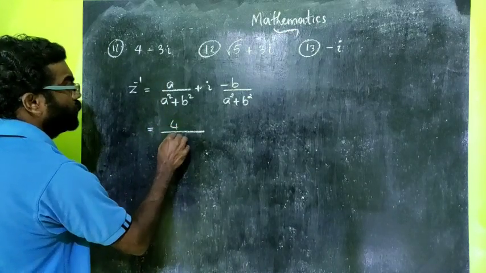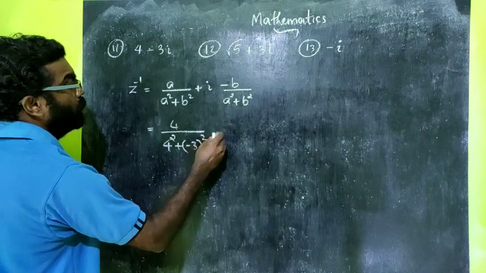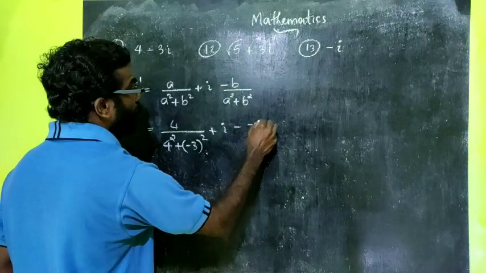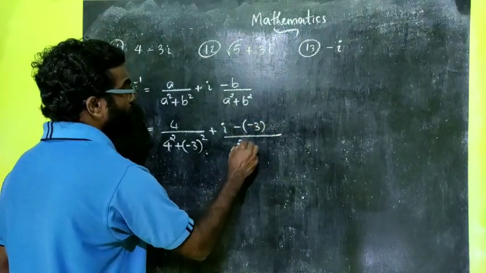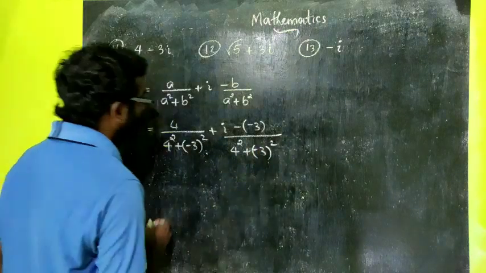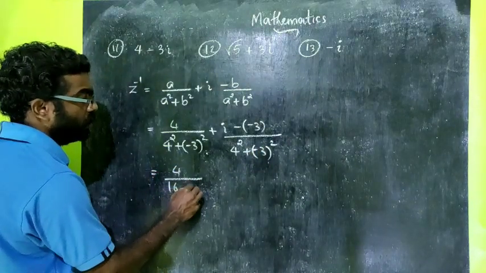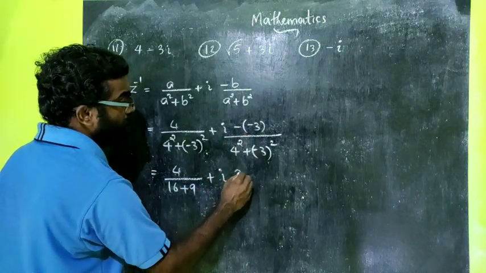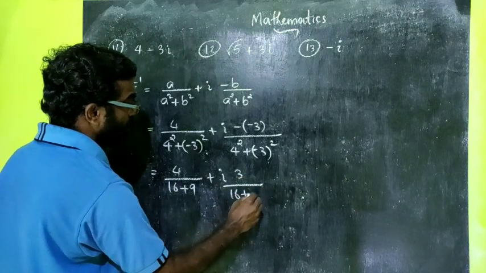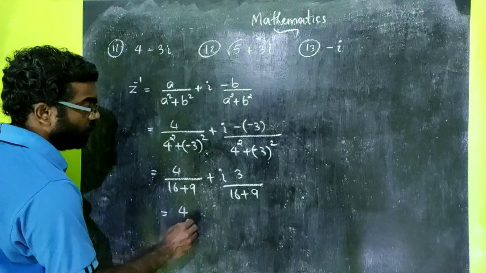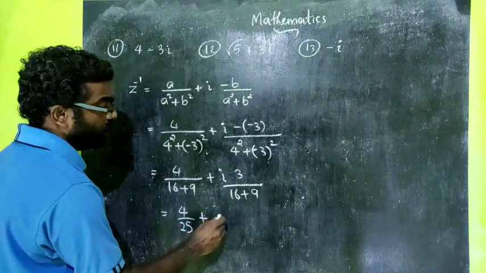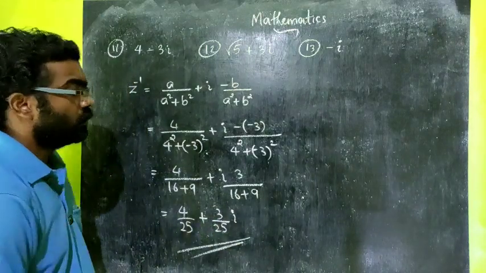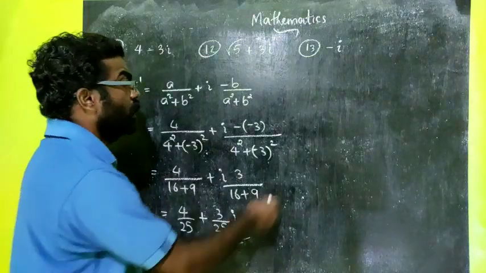4 by 4 square plus minus 3 the whole square. Then plus i into minus b value is minus 3. So minus of minus 3 divided by 4 square plus minus 3 the whole square. That is 4 by 16 plus 9. Then plus i into minus of minus, plus 3 by 16 plus 9. That is 4 by 25 plus 3 by 25i, or i into 3 by 25. Both are same. Okay.